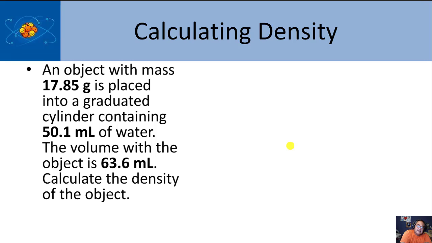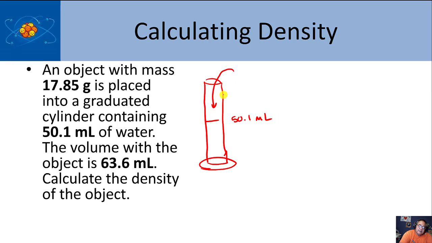You have an object with a mass of 17.85 grams, and you place it in a graduated cylinder containing 50.1 milliliters of water. Hopefully you're familiar with what a graduated cylinder looks like. It's got 50.1 milliliters in it. Then you take this 17 gram object and place it in the water, and the volume rises to 63.6 milliliters. This is actually data, I think, from an experiment that we did in the lab. Then the question is, what's the density of the object?